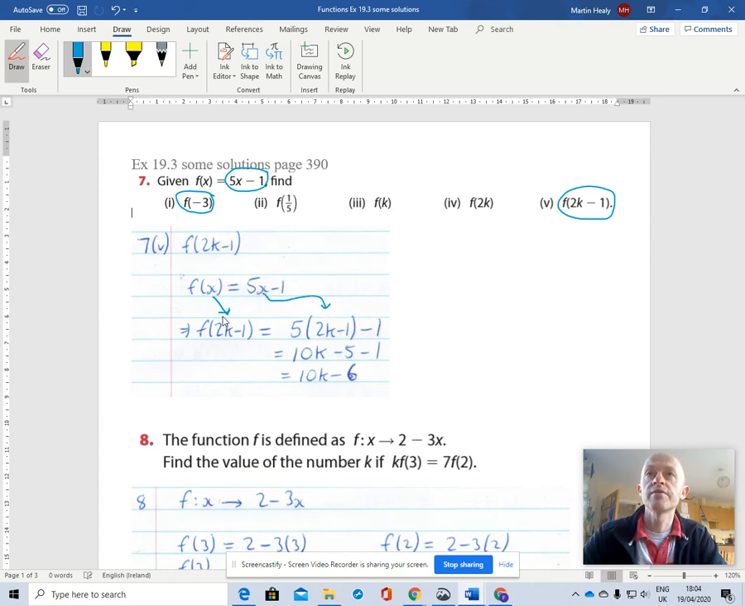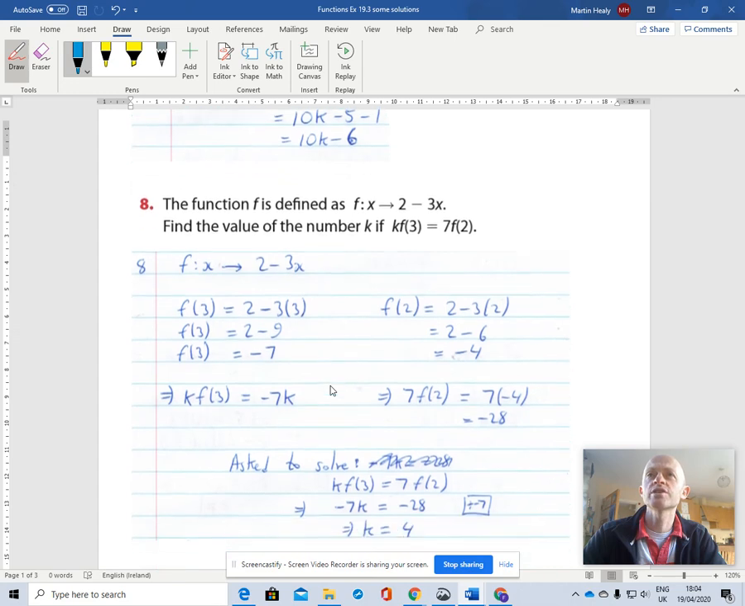So I'm going to take the input, which is 2k minus 1, multiply it by 5, and then simplify it as much as possible. So 5 times 2k minus 1. Well, 5 by 2k is 10k, 5 by minus 1 is minus 5. And then on the next line, I can add together the minus 5 and minus 1 to give me 10k minus 6 as my final answer.